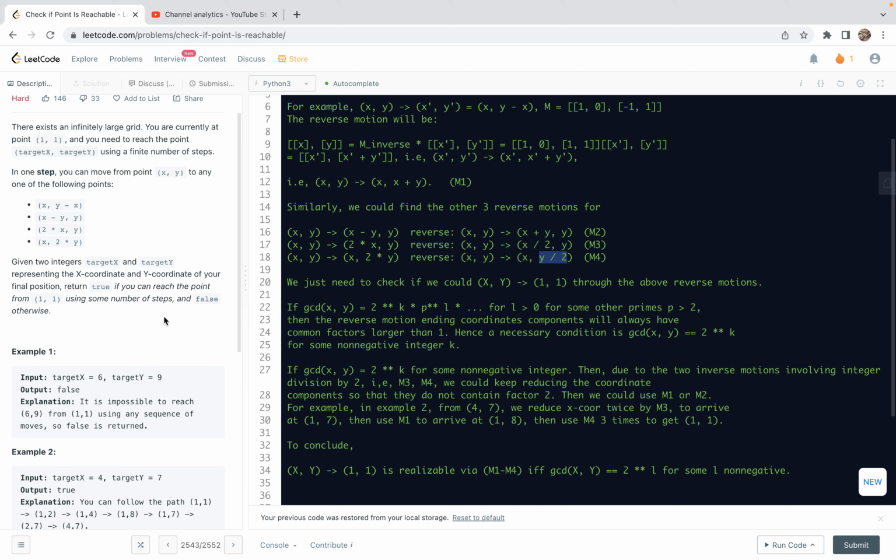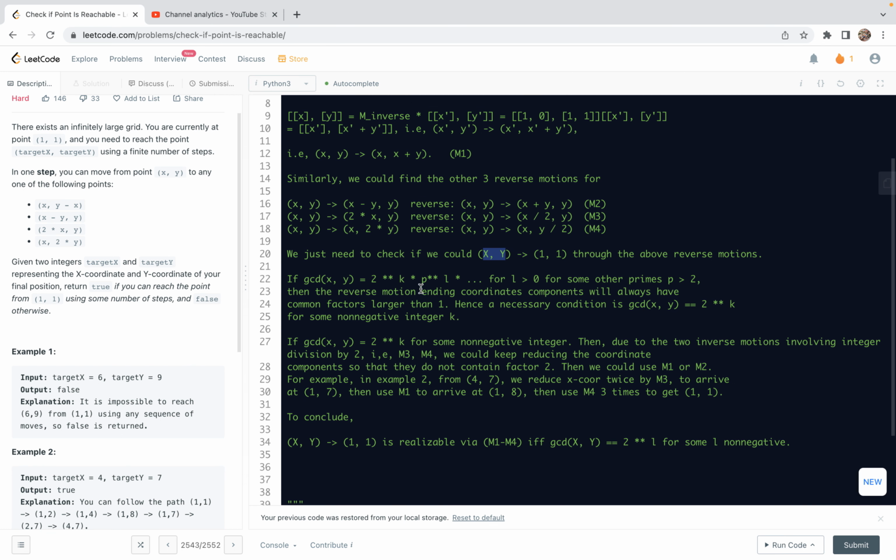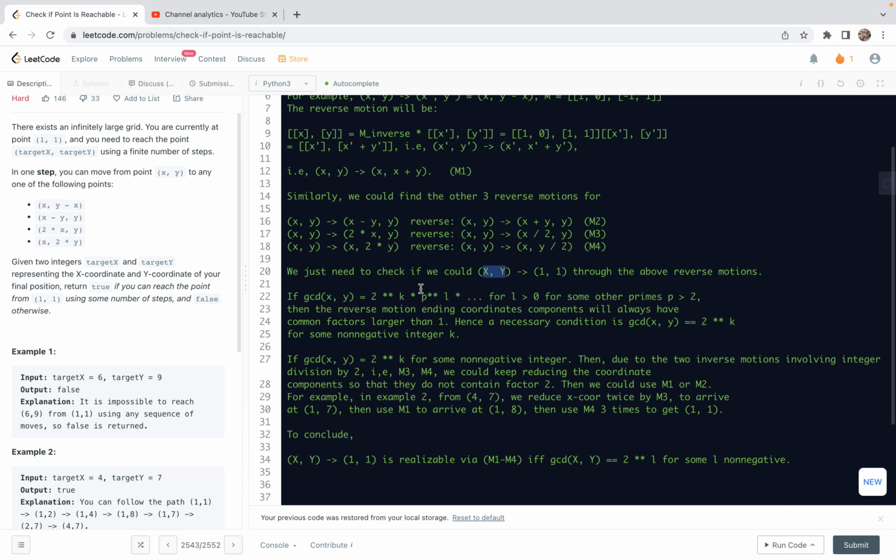Here is reduce x by a factor of 2. Here is reduce y by a factor of 2. For this problem, if we want to check if we can reach the target X and Y from (1, 1), we just need to check if we could go from capital X and capital Y to (1, 1) through the above reverse motions, that is M1 up to M4. This is much easier to analyze.